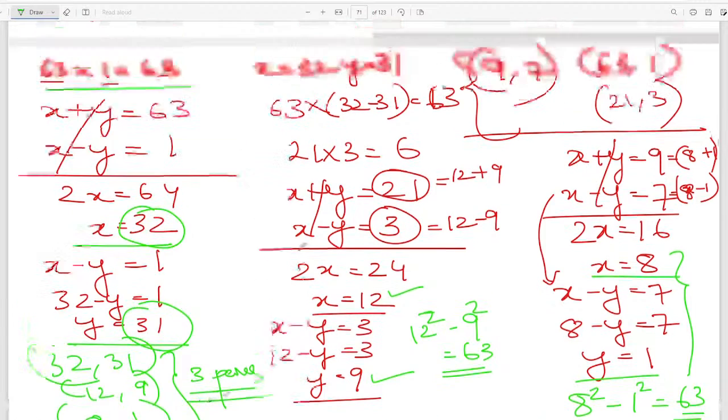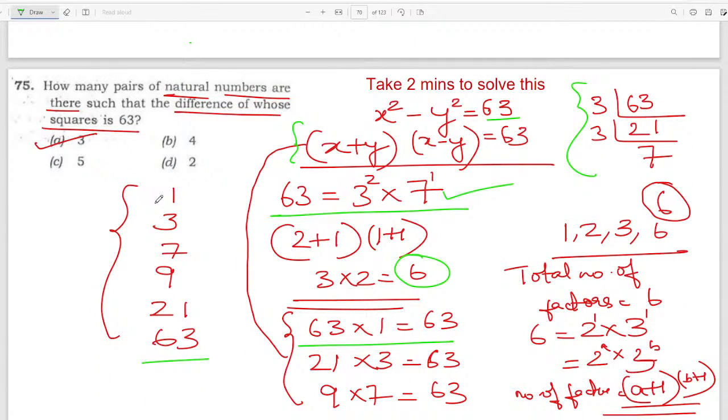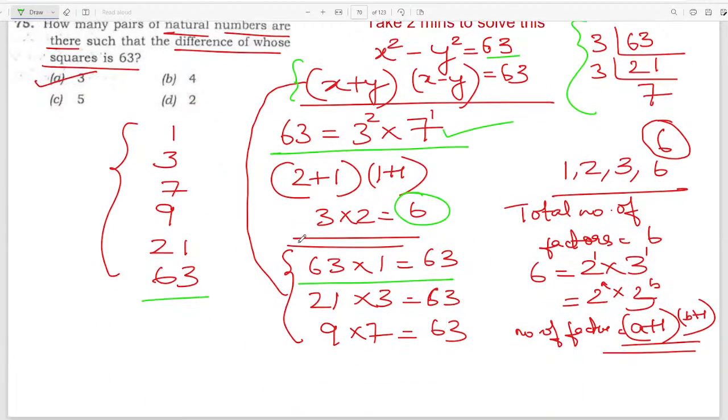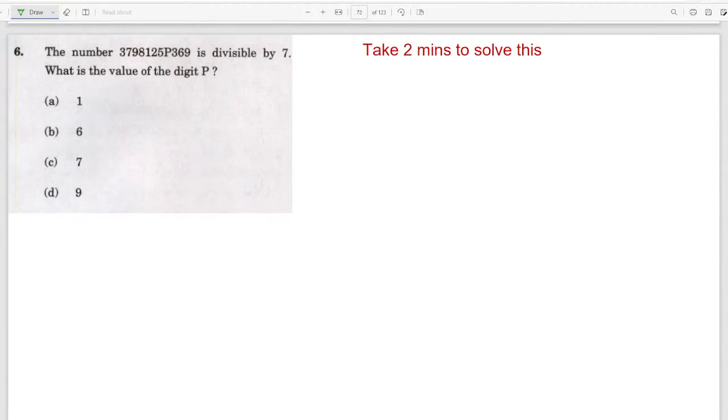I hope this is clear. Okay. We will move to the next question then. Take 2 minutes to solve this question.